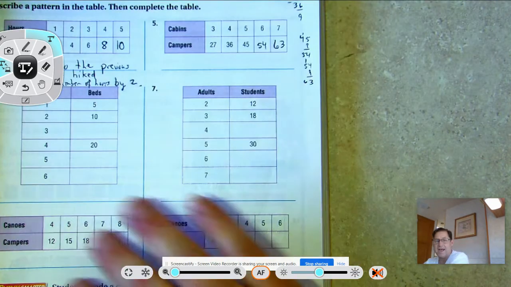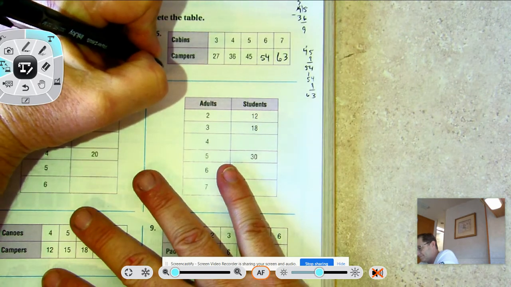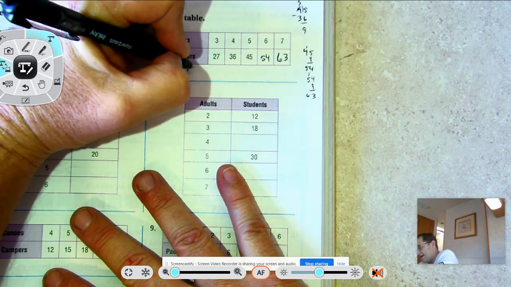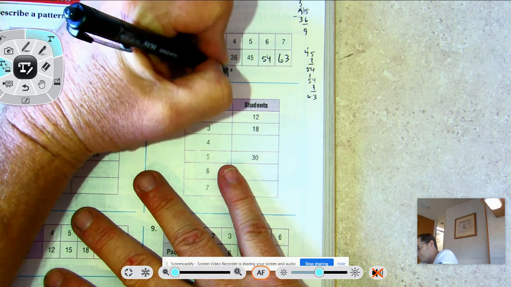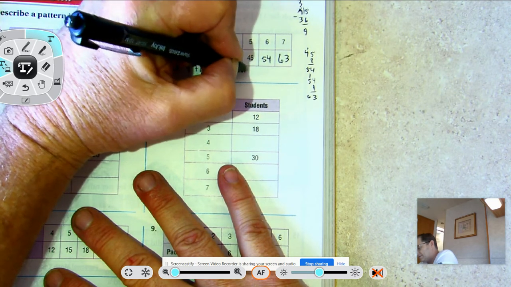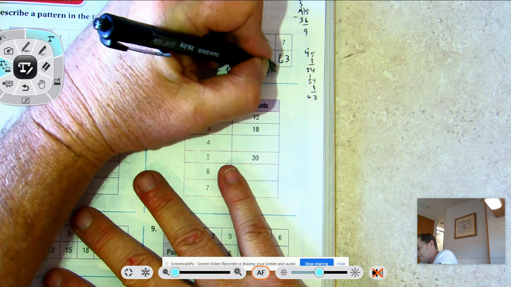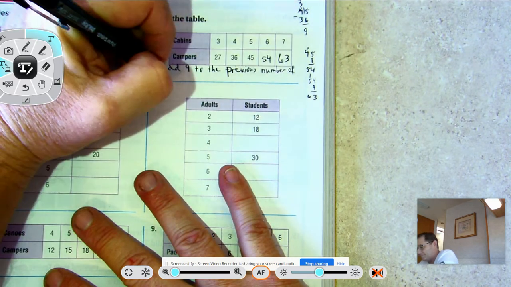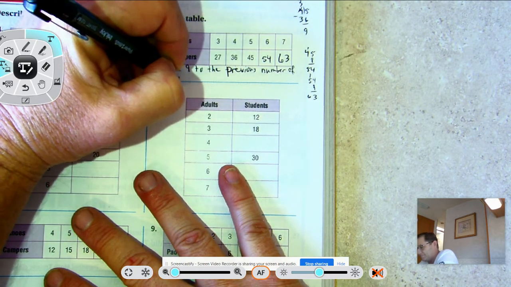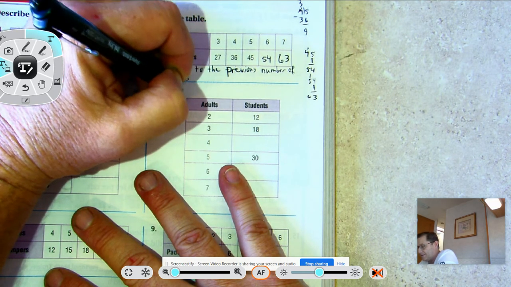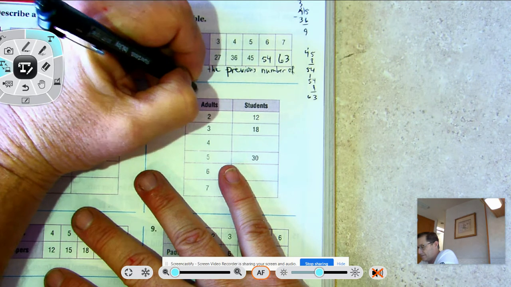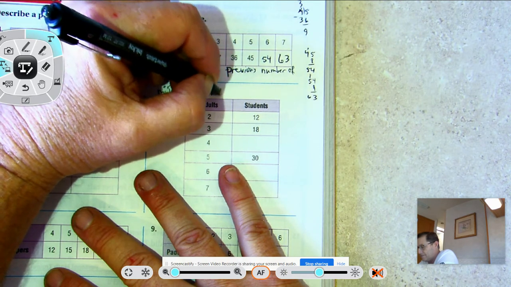So what can we say? We can say add 9 to the previous number of campers, or what do they multiply? They multiply the cabins by 9.